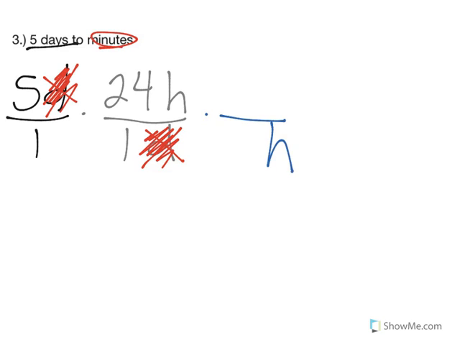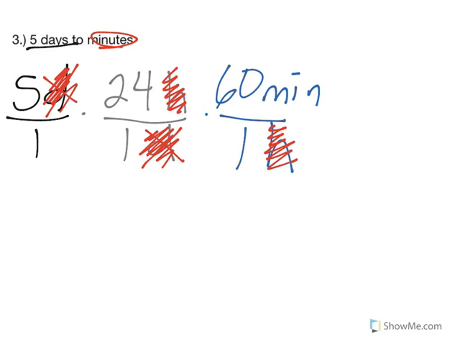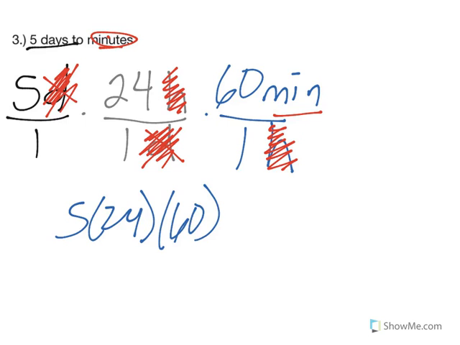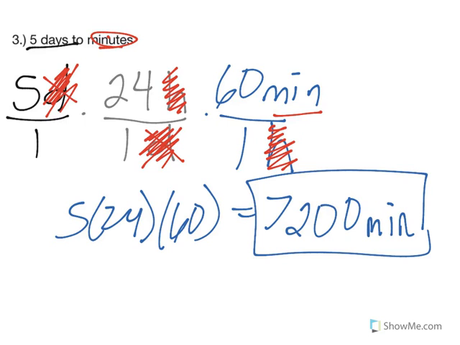So if I want to get rid of hours, what do I know about hours? Well, there are 60 minutes in each hour. So that makes my hours go away. And now the only label I have is minutes, and that's what I want. So now I can do the math. So 5 times 24 times 60 gives me a total of 7,200 minutes. And that is what I was looking for.